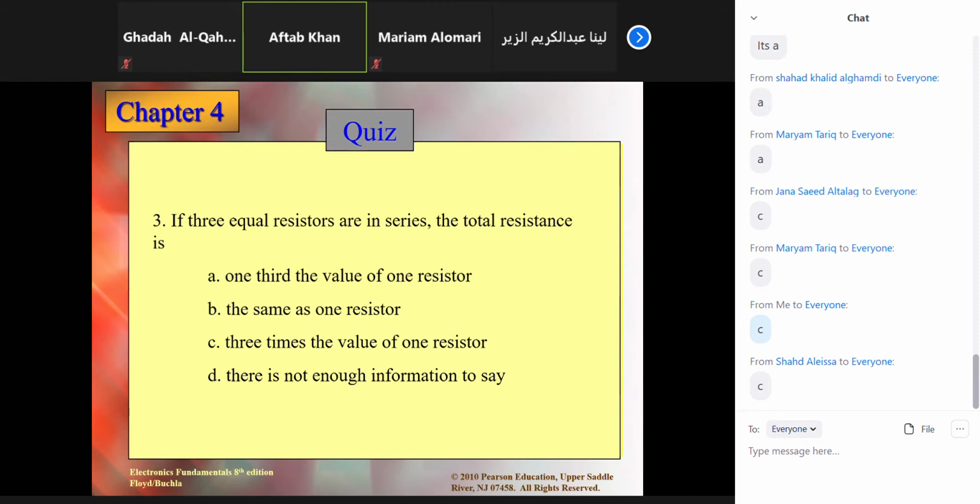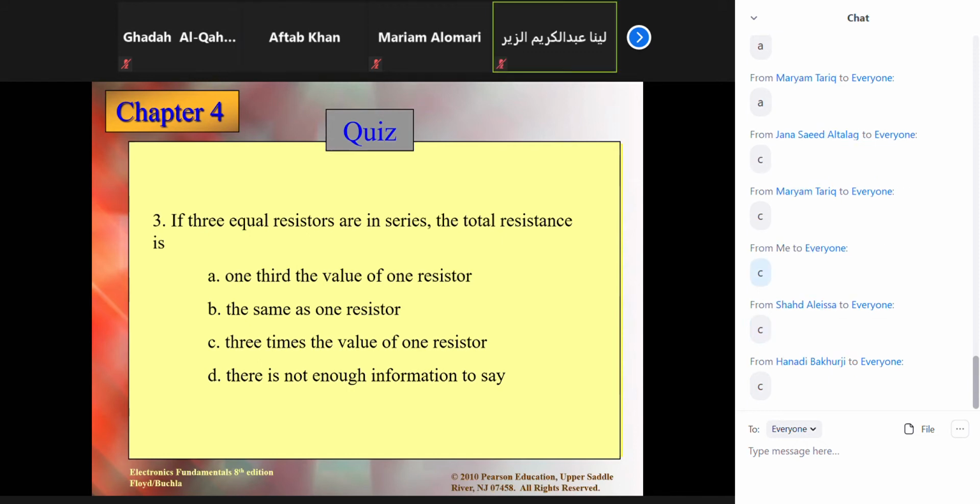C. Correct, because they said the equal value resistors are connected in series. So equal, yani, let's consider they are R. So R plus R plus R, yani 3R. So 3 times the value of one resistor.